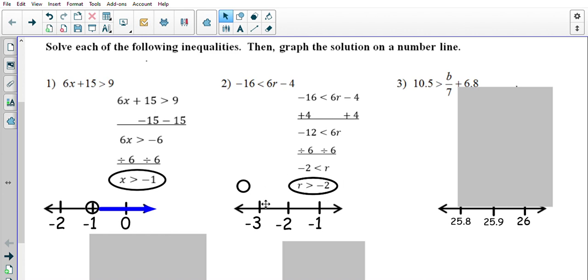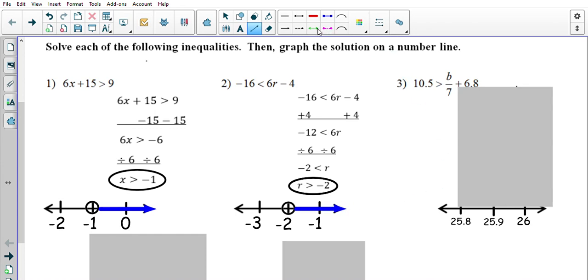So I put my numbers in order from least to greatest from left to right, negative 3, negative 2, negative 1. We have an open circle at negative 2 since it's greater than negative 2 but not equal to negative 2. Greater than, just like our last question, means we're going to shade to the right. Don't forget, if you need to pause the video at any time because we're moving through these too quickly, don't be afraid to do so.